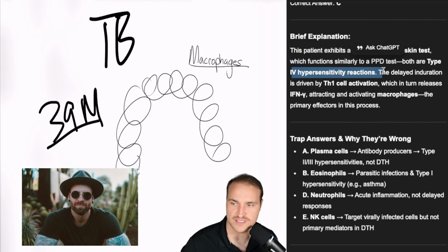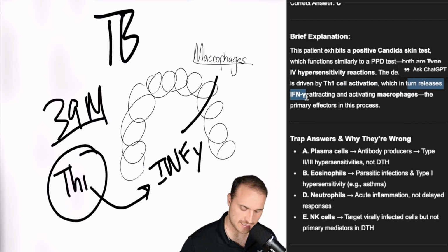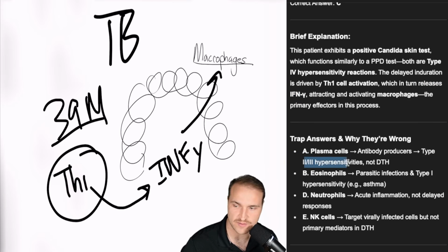They're both type 4 hypersensitivity reactions. The delay is driven by Th1 cell activation, and then that attracts your macrophages. Plasma cells would be type 2 and 3, basophils is type 1, neutrophils are acute, not delayed. Natural killers would target the virally infected ones, but not the primary mediators here.